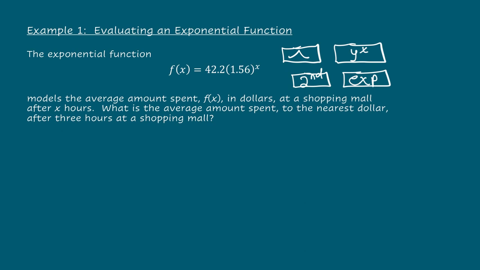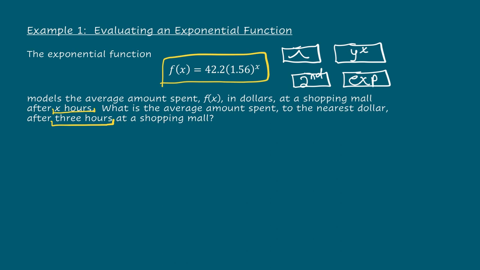So let's take a look at how to evaluate an exponential function using this word problem as an example. The exponential function given here, f of x equal to 42.2 times 1.56 to the x, models the average amount spent in dollars at a shopping mall after x hours. So in other words, they've modeled how much people spend after they've spent a certain amount of time just kind of walking around in the mall. So what is the average amount spent to the nearest dollar after 3 hours at the mall?